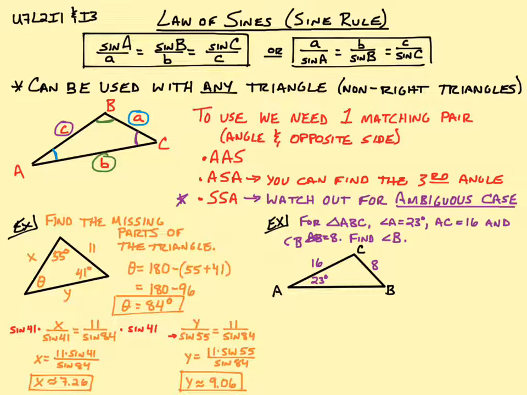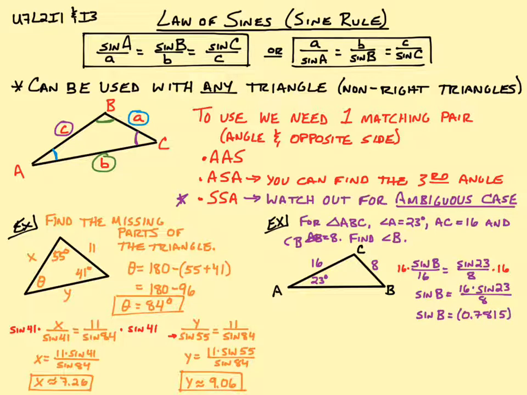Okay, so what are we going to do? Well, we've got a matching pair, so we can do our sine rule. So we're going to have sine of b, our unknown part, in the numerator, over 16 equals sine of 23 over 8. Alright, multiply both sides by 16, get sine b by itself, so we get 16 times sine 23 over 8. And then we're going to just solve for this. So sine b is 0.7815.